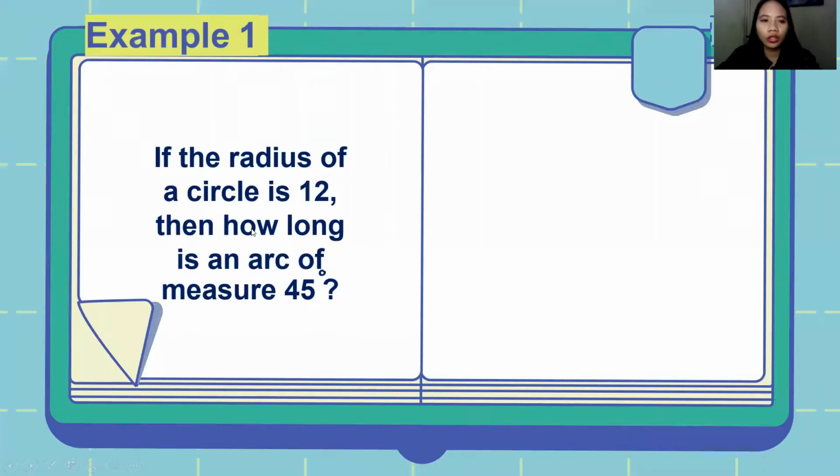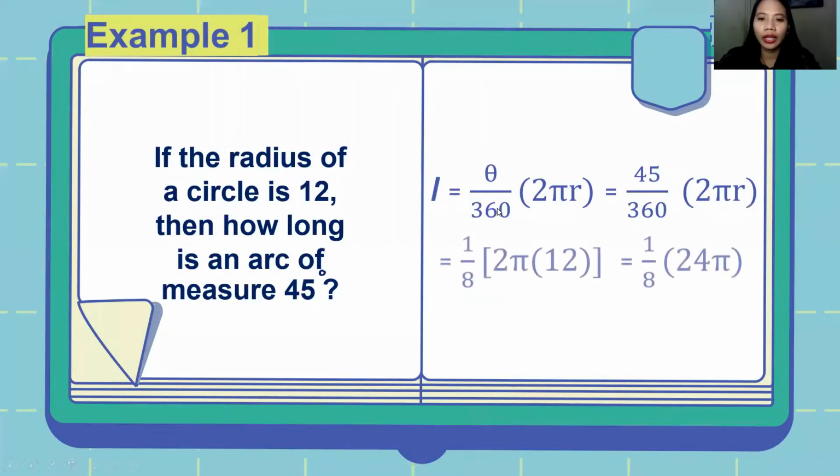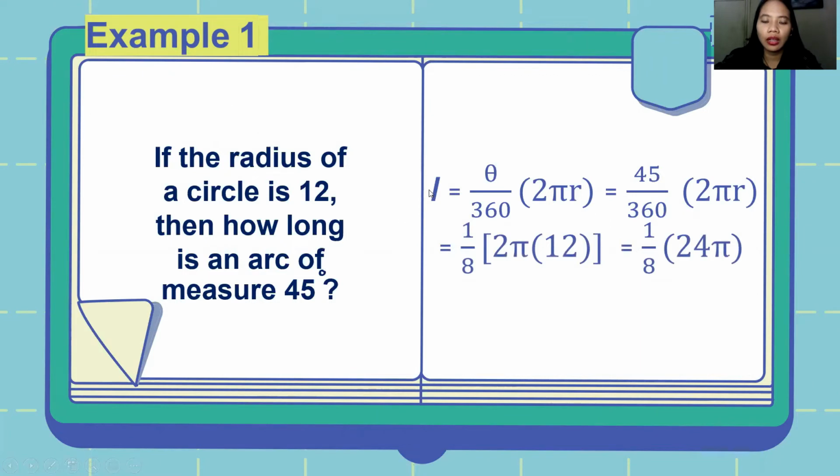Now we will tackle examples of the formulas that we will use. In example 1, if the radius of a circle is 12, then how long is an arc of measurement 45 degrees? First, the arc length is equal to theta over 360 degrees times 2 pi r. Given that the measure of our arc is 45 degrees, we have 45 over 360 times 2 pi r.